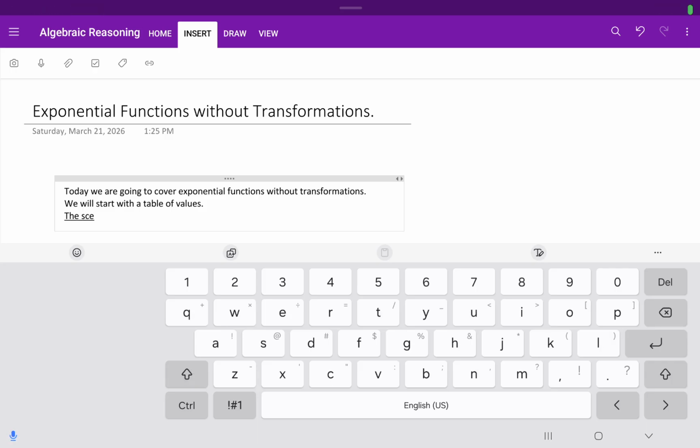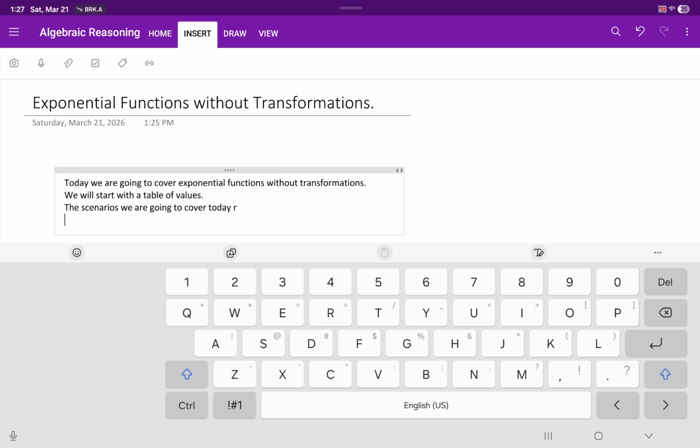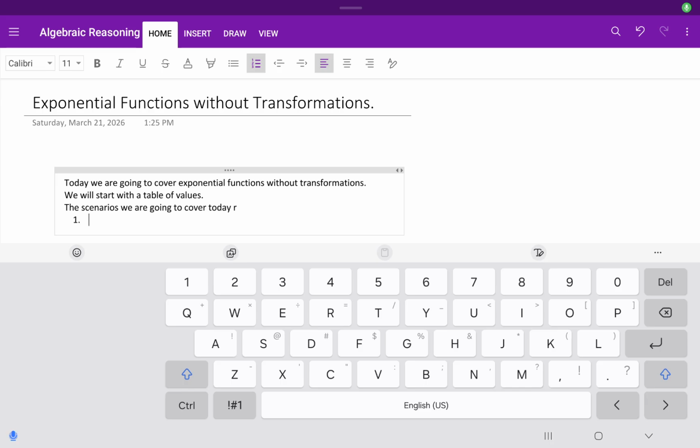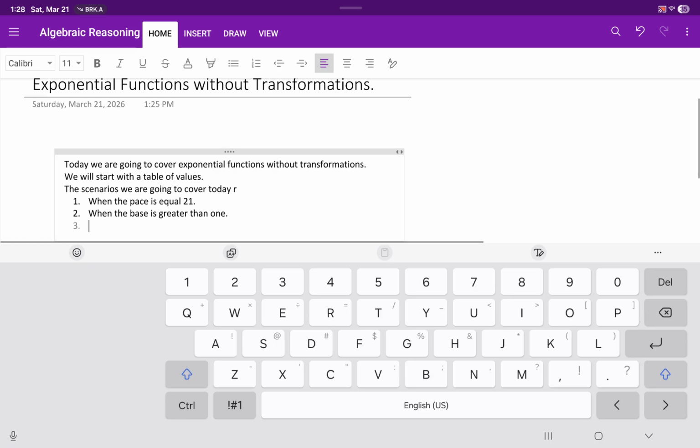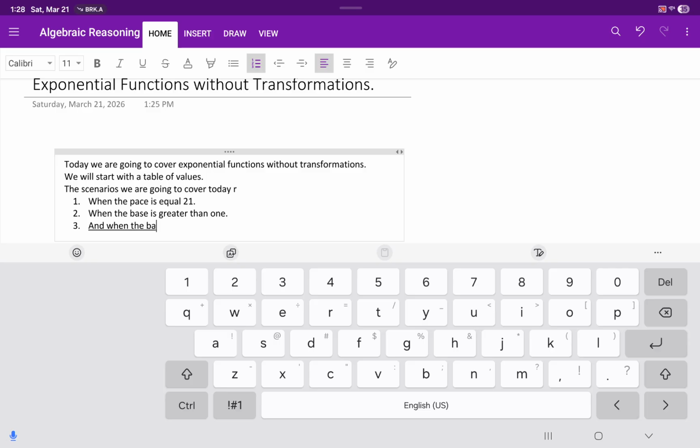We will start with a table of values. The scenarios we are going to cover today are: when the base is equal to 1, when the base is greater than 1, and when the base is less than 1.